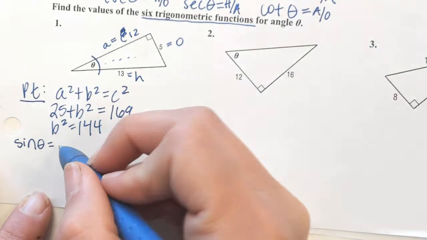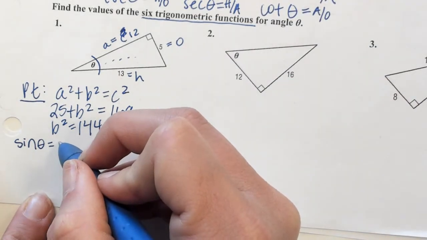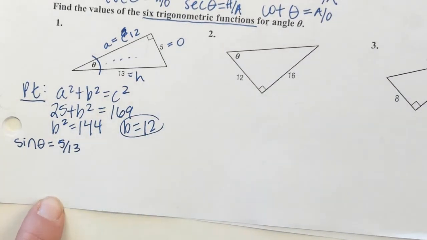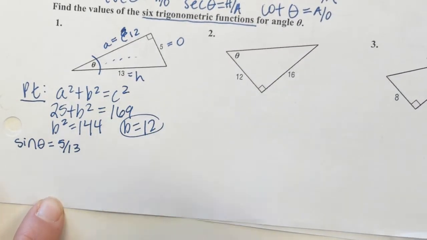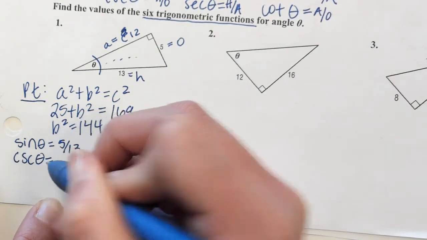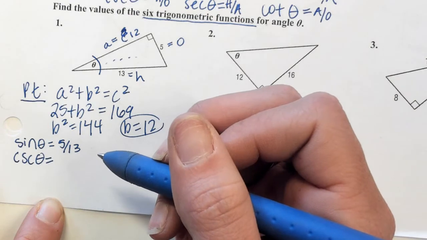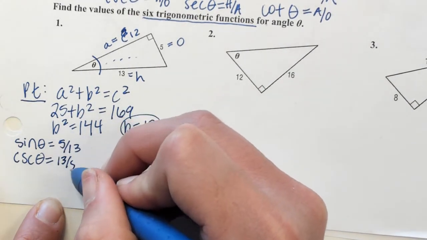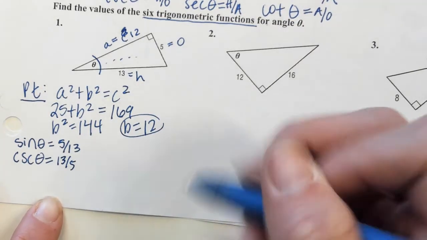So it'd be very good. All right. Who goes with sine? Cosecant. Good. And it's going to be what over what? Opposite. So it's going to be what? Good. These just swap.